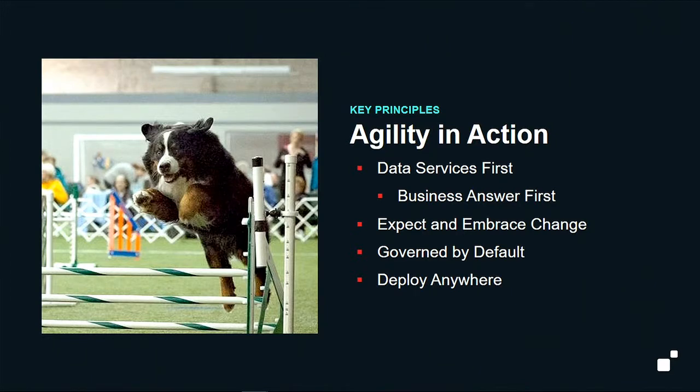Expect and embrace change. Change is the only constant. Your sources in your organization are changing. Your company's going to grow. It's going to buy new applications and buy whole other companies. You're going to get more data. That data is going to come in different formats, right? So this is about agility in the formats and agility in the shapes of the data, which the hub supports.